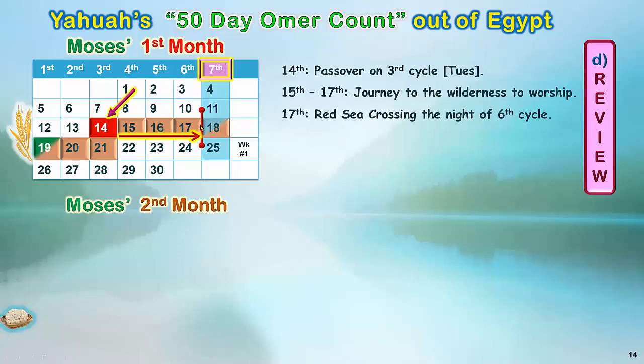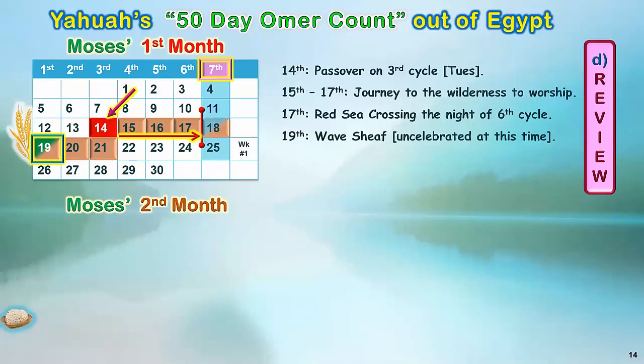This is a night crossing. What comes after the 6th cycle? Isn't that the 7th day Sabbath? Yes. When they come out of the Red Sea, this is where they were celebrating. They were celebrating their salvation at dawn. On the 19th, over here, the Wave Sheaf. This is when the Wave Sheaf pattern would have been celebrated.